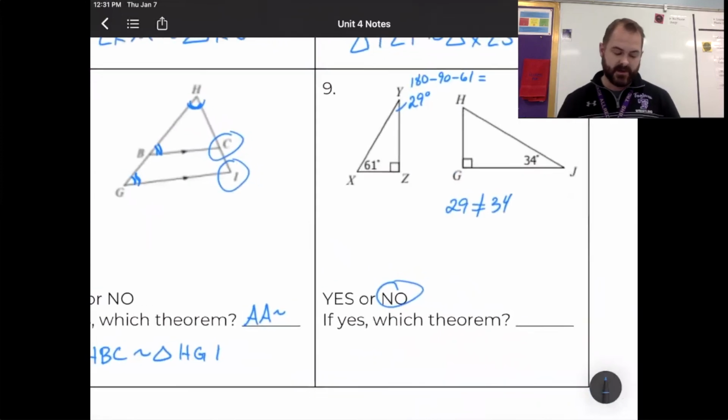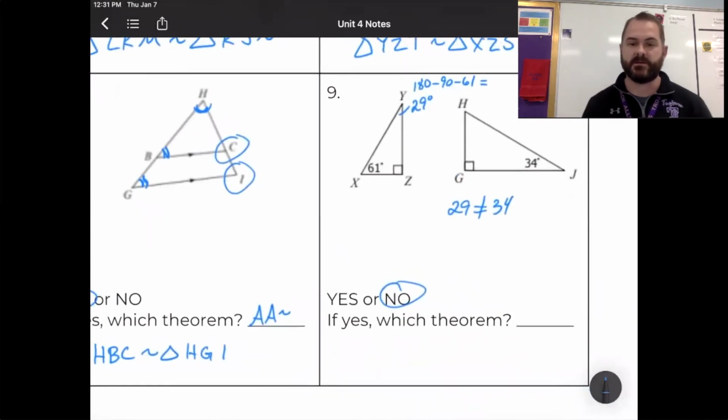And then lastly, number 9, these are not similar, and here's how I know this. When I find the other angle measure for y here, it ends up being 29 degrees. I subtract 90 and 61 from 180, I get 29. That is not equal to 34. Okay, and 61 is not equal to 34. So there aren't going to be 2 pairs of congruent angles. The only congruent angles are the right angles, Z and G. So these are not similar because they don't have the right angle measures.